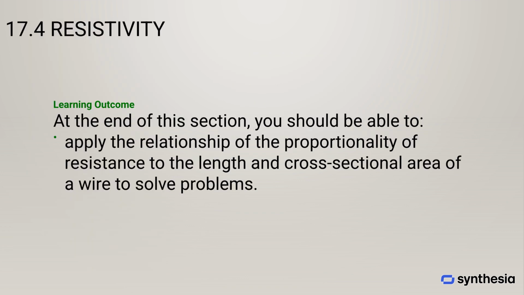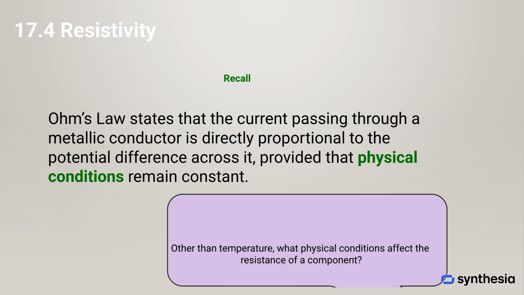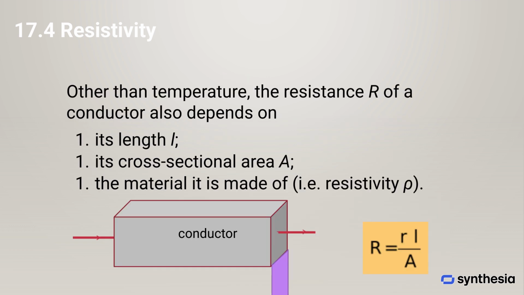At the end of this section, you should be able to apply the relationship of the proportionality of resistance to the length and cross-sectional area of a wire to solve problems. Increasing the length of the conductor increases its resistance, whereas increasing the cross-sectional area of the conductor decreases its resistance.